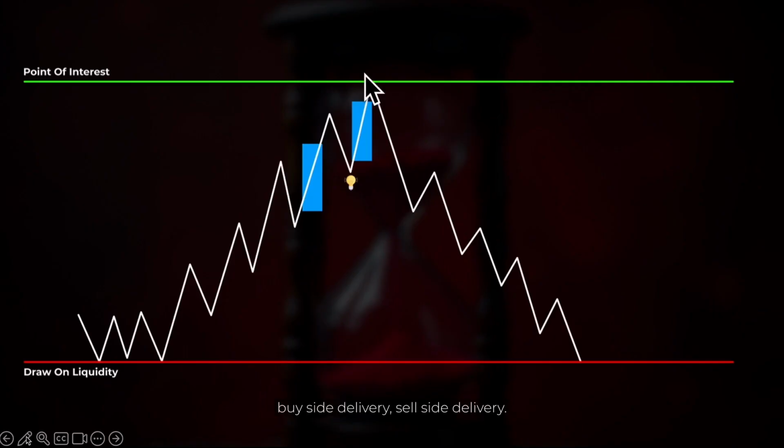Buy side delivery, sell side delivery. The moment that price, however, displaces below this low, which set up this final run higher, that is when the CSD is truly confirmed, and that is the safest entry. This is why it's called the low risk sell within our market maker sell model.